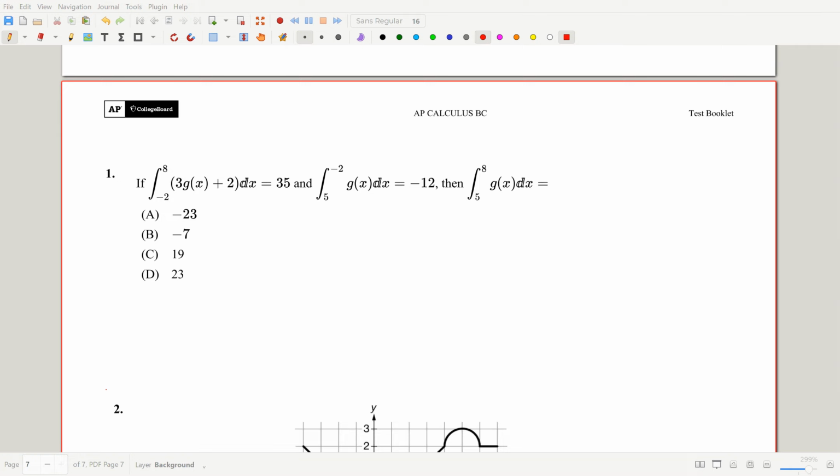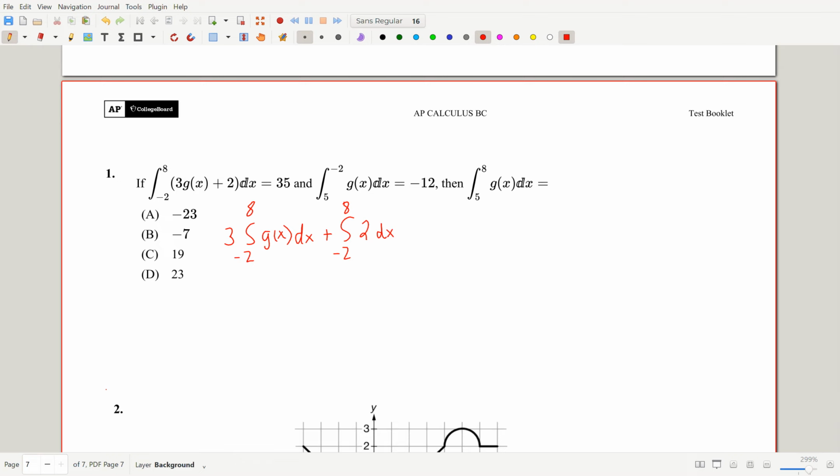So I'm going to rewrite the information that I was given here. That's the integral from -2 to 8. I'm not just going to rewrite it, but I'm going to break it up using my rules. So I'm going to take the 3 outside, and then write the g of x dx, and I'm going to split it into a second integral, which is the integral from -2 to 8 of just 2 dx.